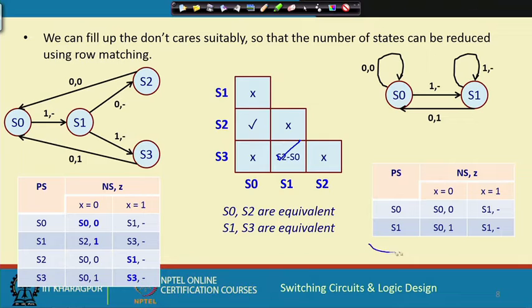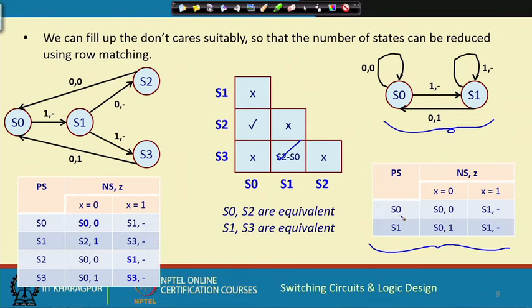First, let us look at the state table. If you merge S 0 and S 2 together, S 0 remains the same, S 0 0 and S 1 dash, and S 2 is merged with it, so S 2 is gone. Then S 1 and S 3: S 1 has next state S 2 with output 1, and now S 2 has become S 0, so it becomes S 0 1. S 3 is now gone, S 3 has become S 1, so it is S 1 dash. So this is the reduced table, and the reduced state transition diagram will look like this.